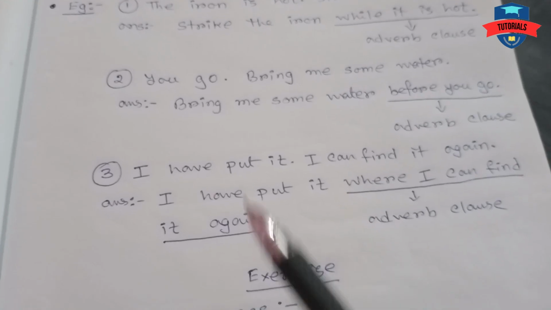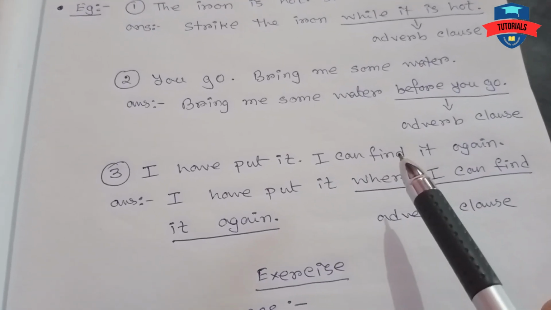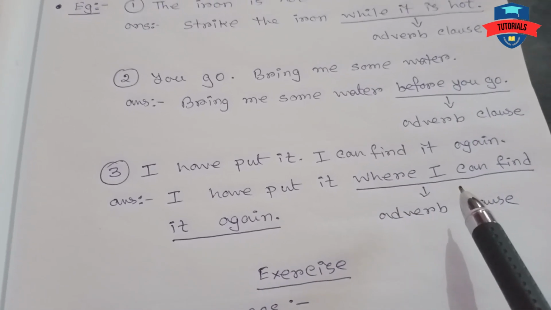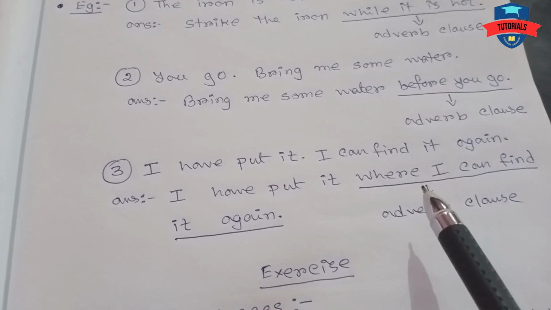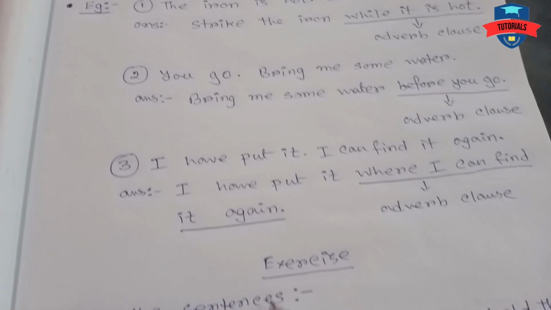So that is how we can join two simple sentences into one complex sentence. And the subordinate clause can be of three types: noun clause, adjective clause and adverb clause.